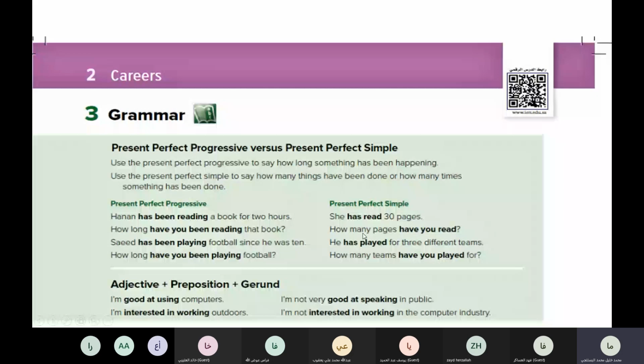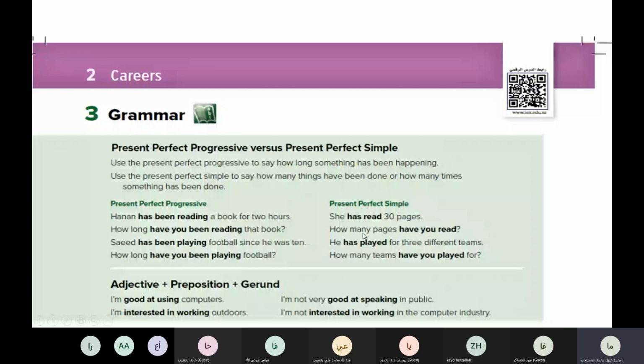Look here. Hanan has been reading a book for 2 hours. We can say Hanan has read a book for 2 hours. If you want to focus on time, we can use both tenses, the present perfect and present perfect progressive. But if you want to focus on the quantity, how many, in other words, the number of things done, we use just the present perfect.